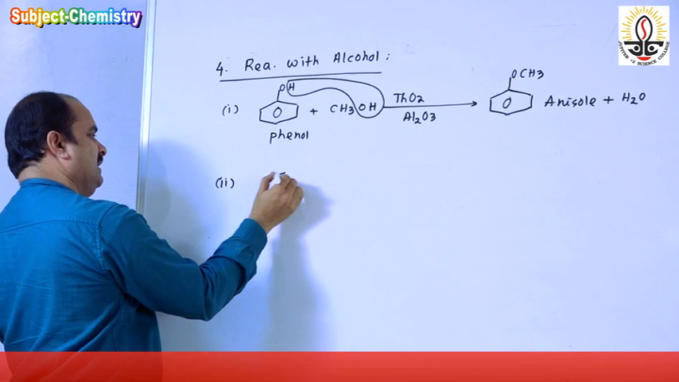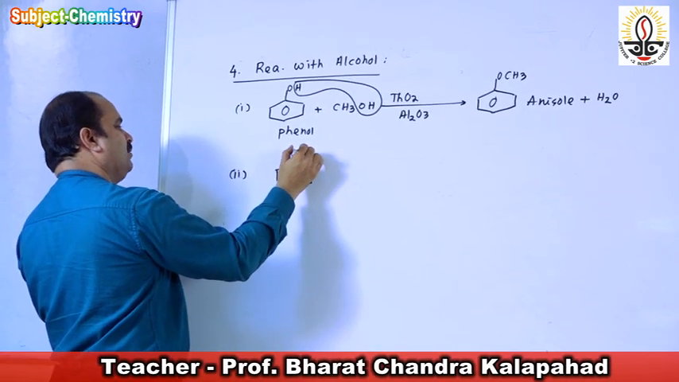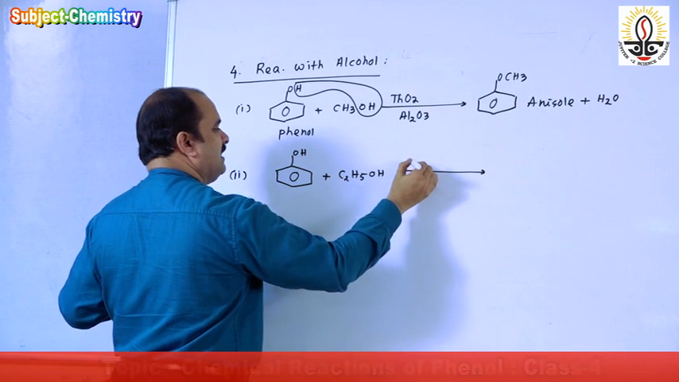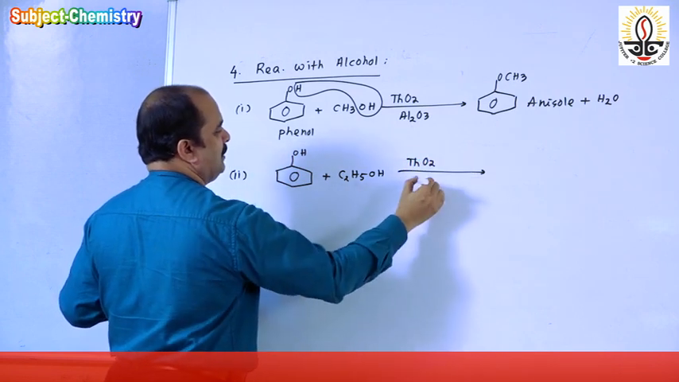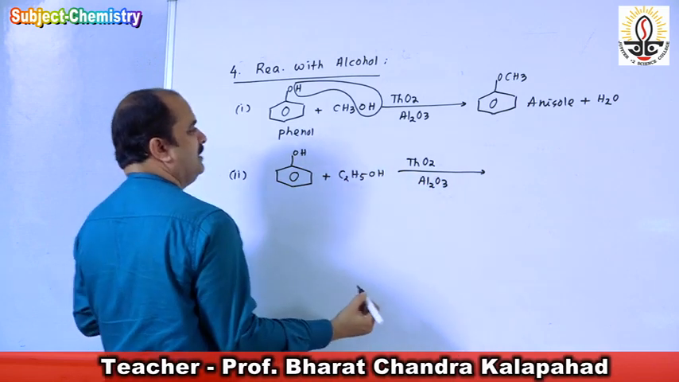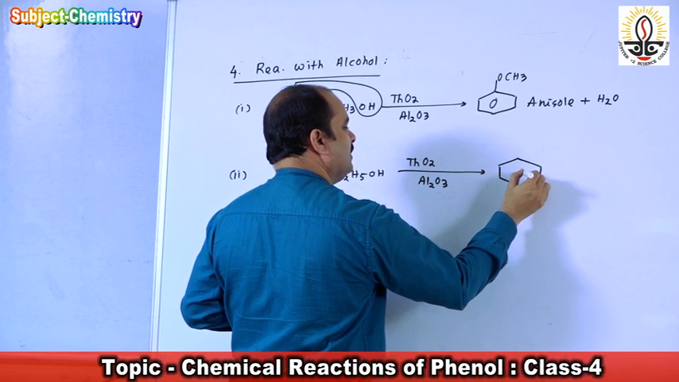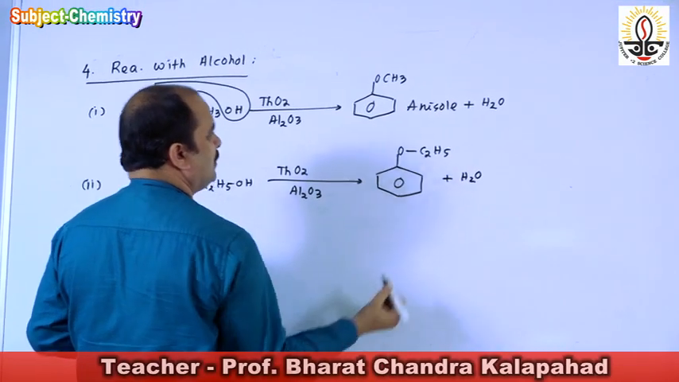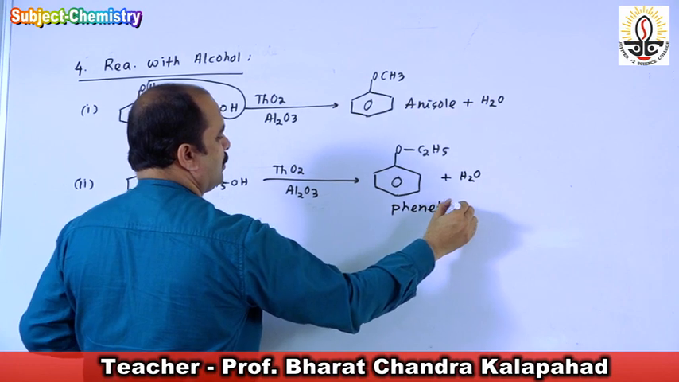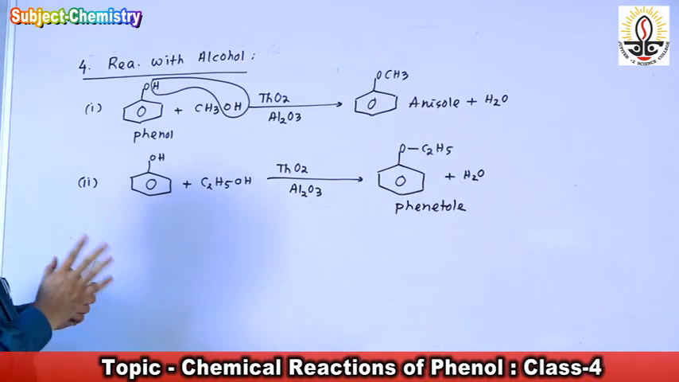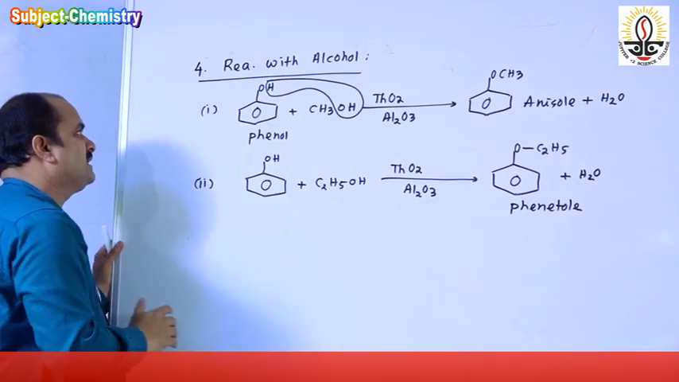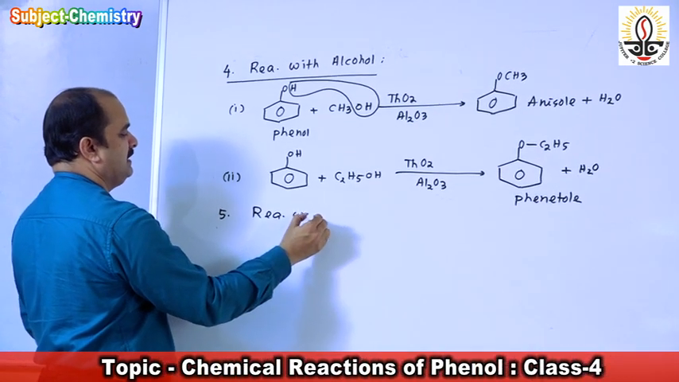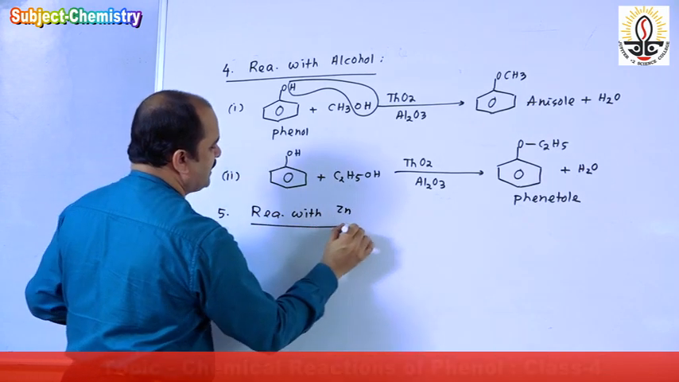When phenol reacts with ethyl alcohol, C2H5OH, with the same catalyst, thorium oxide (thoria) or Al2O3, we get ethyl phenyl ether, OC2H5, plus H2O. Ethyl phenyl ether is phenetole. All these reactions depend on the OH group of phenol. Now we will discuss the fifth chemical reaction, reaction with zinc. This is a very important chemical reaction.